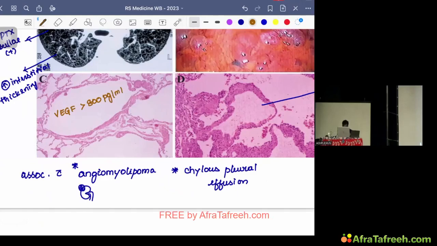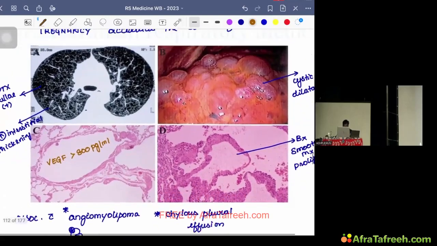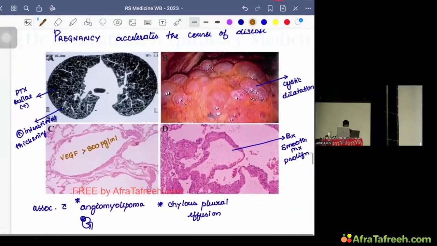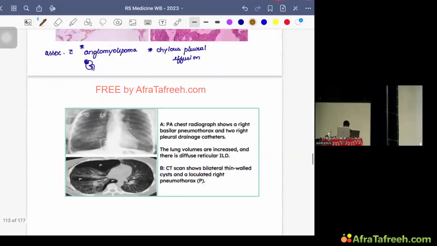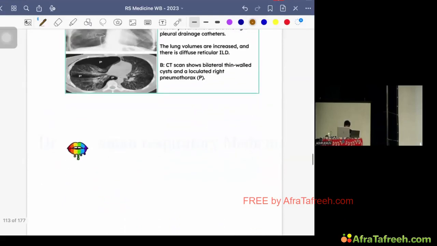Okay, so this will be the feature which is seen in patients with pulmonary lymphangiomyomatosis. Then next, this is again a typical CT scan, shows pneumothorax and large bullae or giant bullae. Okay, what is the treatment?